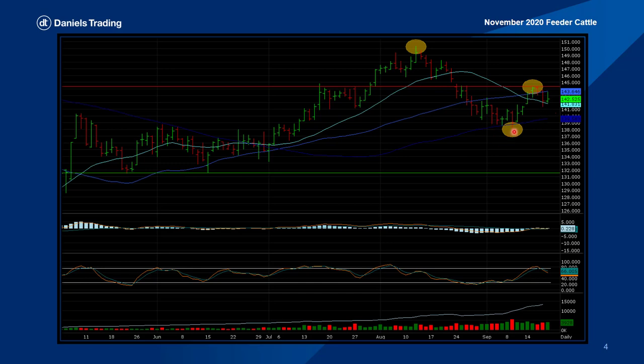But if we can break through this number 2 point, I believe we can get down to this support level here, about the 132 price level, especially if we get some momentum building to the downside. Right now, the MACD indicator, or trend indicator, is flat. Again, we have some sideways trading action minus these two extremes here. So potentially this trend can turn lower, especially if you break this lower number 2 point. So that's November 2020 feeder cattle.